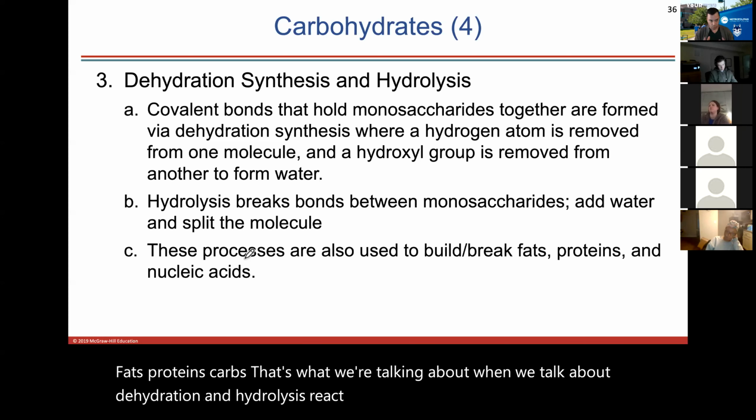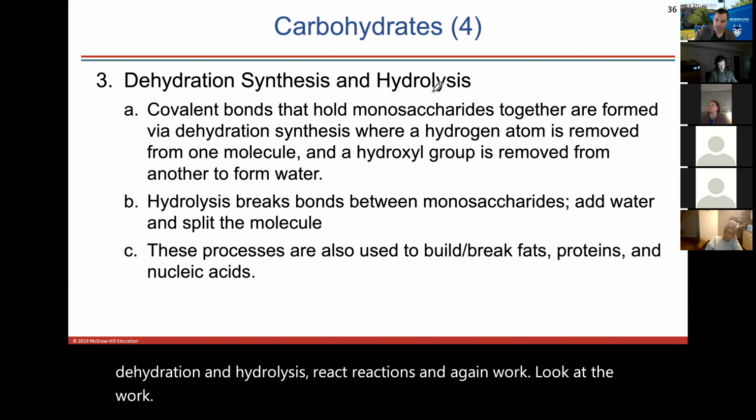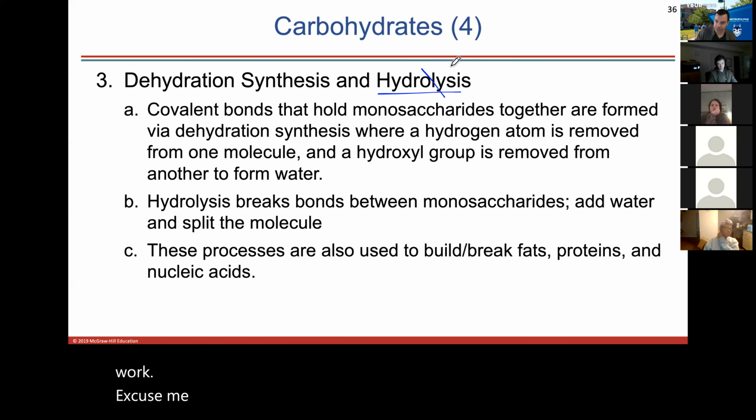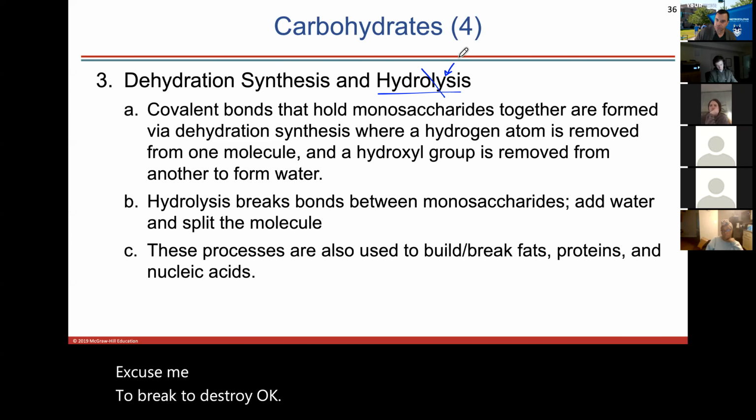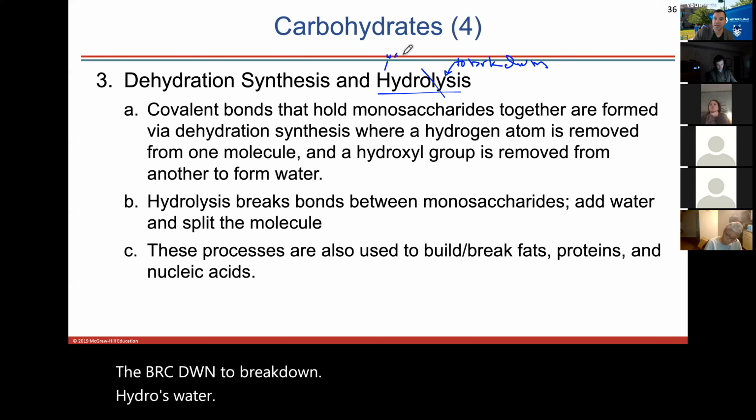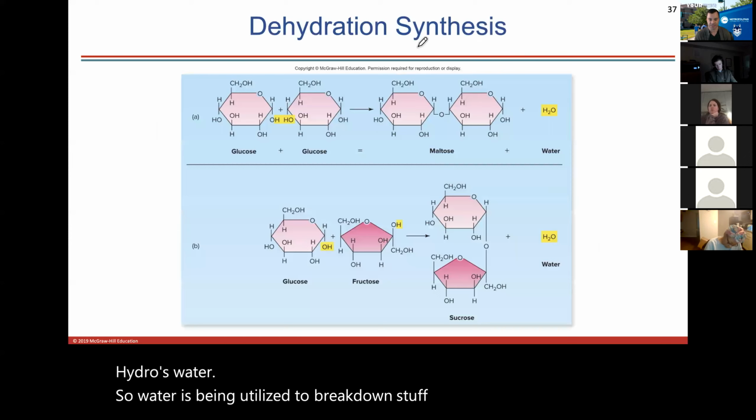And again, look at the word. Hydrolysis. To break, to destroy. To break down. Hydro is water. Duh, right? So water is being utilized to break down stuff, breaking down big things into small things.